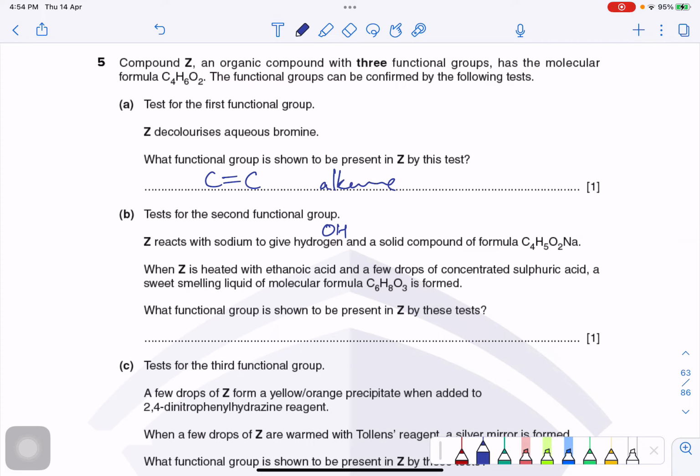So sodium whatever ester बन गया हमारे पास. ठीक है. उसके बाद क्या है? कार्बोक्सिलिक एसिड भी हो सकता है, ये OH होना ज़रूरी नहीं है. ठीक है, अच्छा ठीक है. आगे, when Z is heated with ethanoic acid and a few drops of concentrated sulfuric acid, a sweet smelling compound. तो इसका मतलब है ये COOH नहीं हो सकता. It has to be an alcohol because that's how you make ester. Sweet smelling compound is an ester. What function group? So it is OH, which is alcohol.